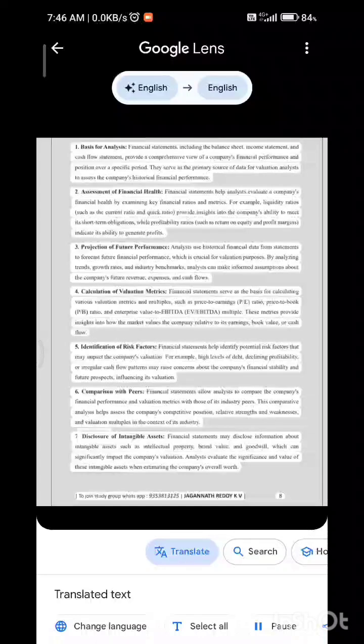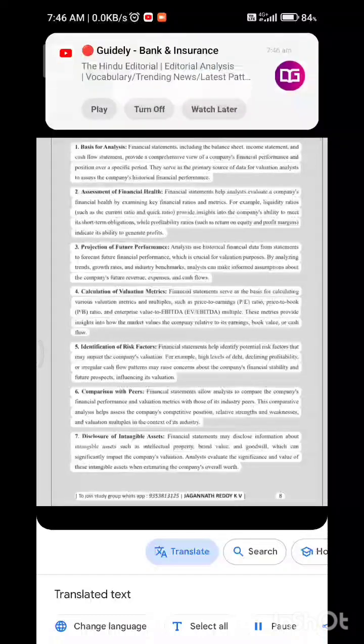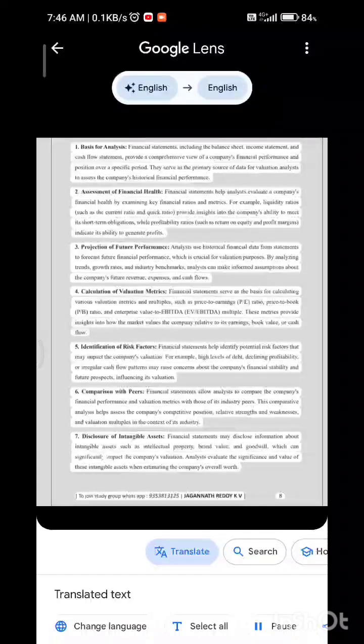7. Disclosure of intangible assets. Financial statements may disclose information about intangible assets such as intellectual property, brand value, and goodwill, which can significantly impact the company's valuation. Analysts evaluate the significance and value of these intangible assets when estimating the company's overall worth.